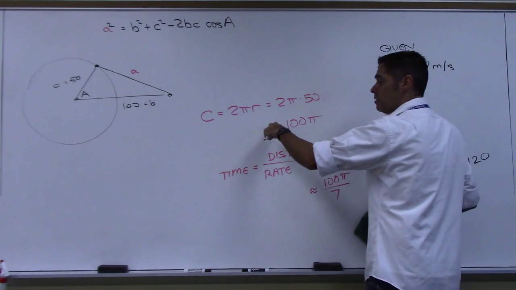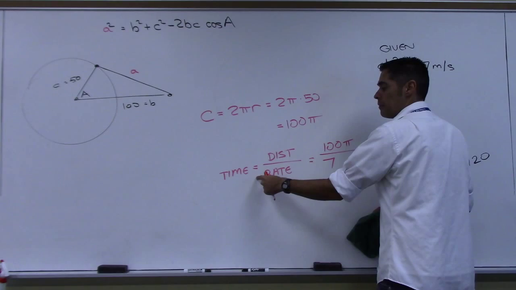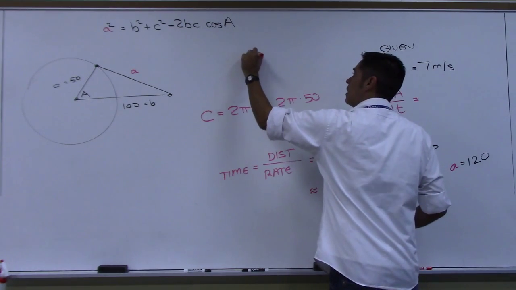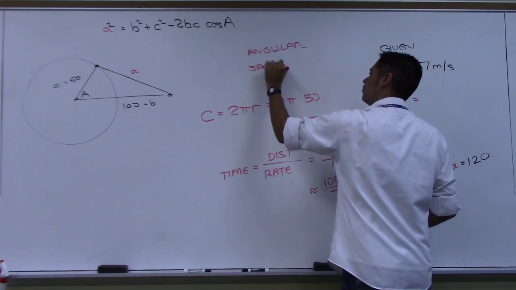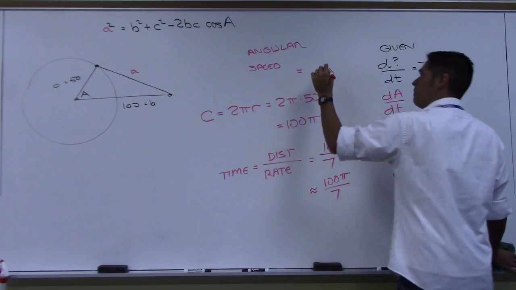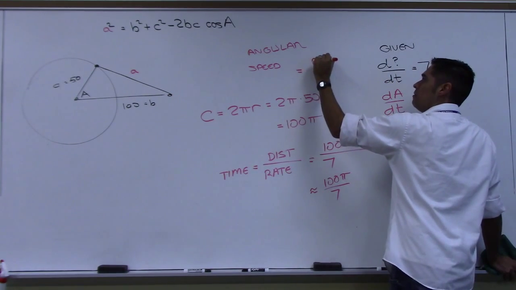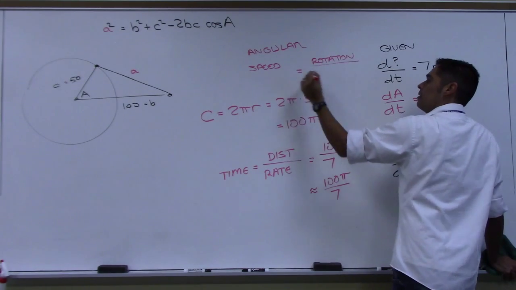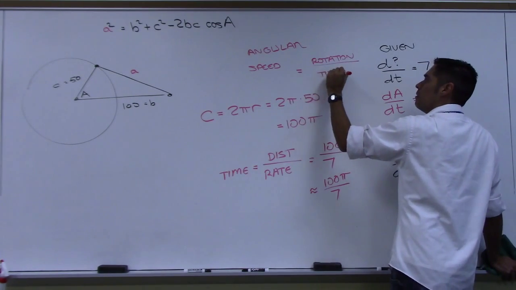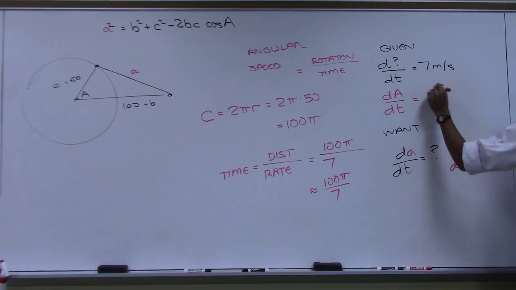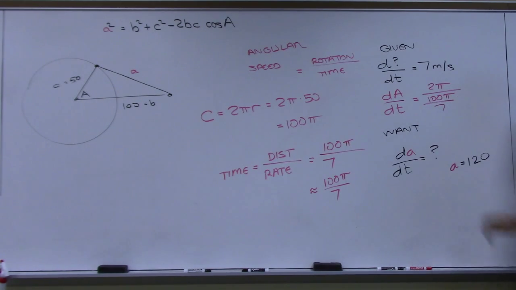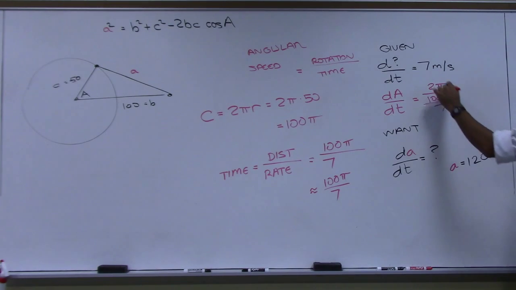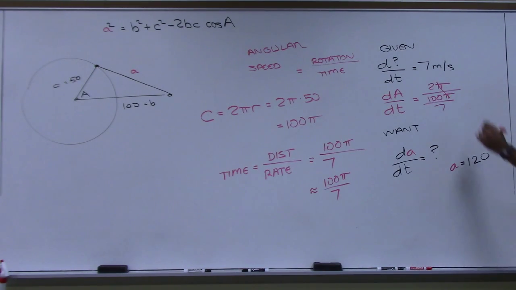So this is the distance she traveled. This is how long it took her. So her angular speed is equal to the angle, the rotation in radians, divided by the time. I'm going to put the answer right here. It was 2 pi divided by 100 pi over 7. And some good things happen here. You get some pi's to cancel. 14 over 100, which reduces to 7/50ths.